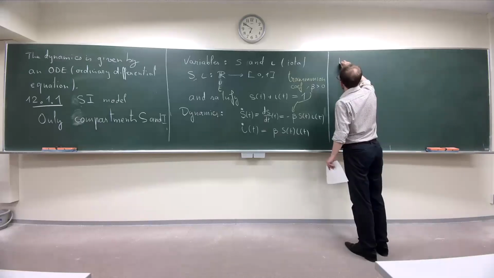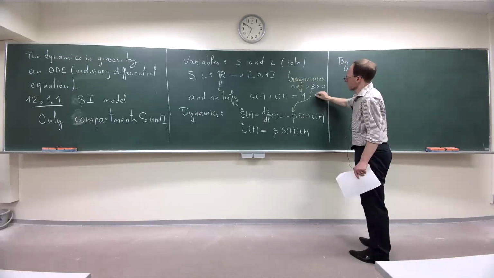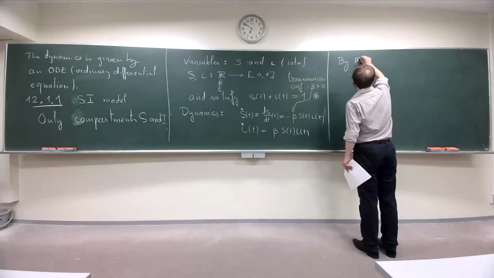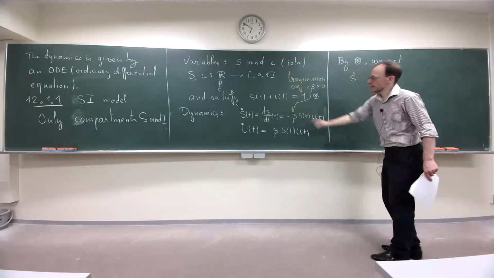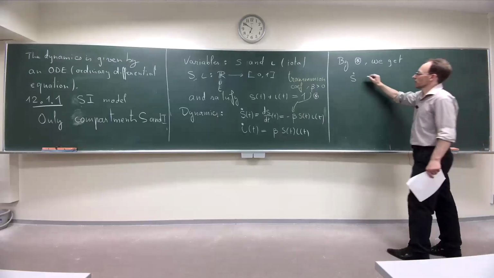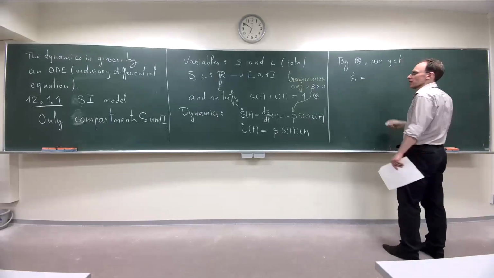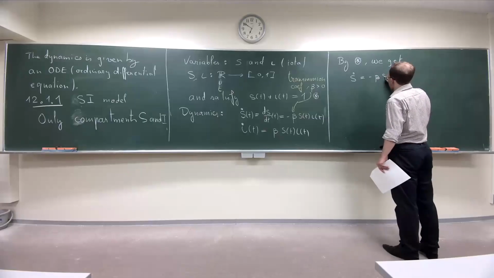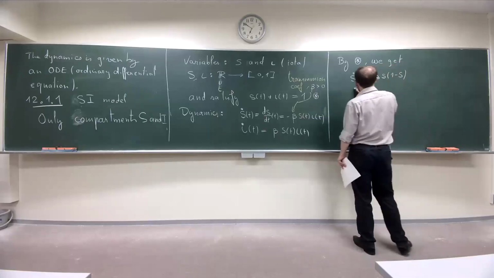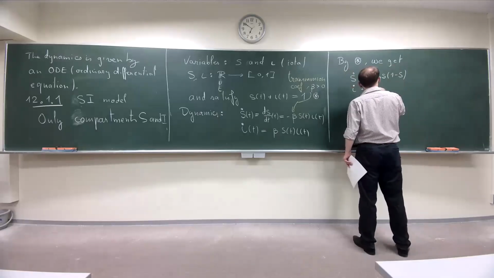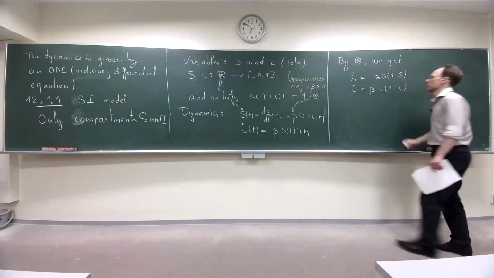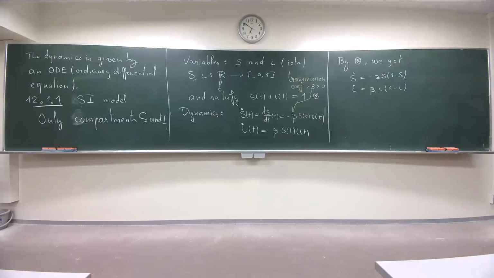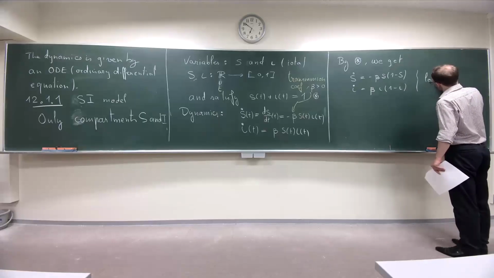So by this equation here, we get, I'm not going to write the t all the time, I will forget it, but we get that the derivative of S is minus beta S times 1 minus S, and iota prime is beta iota times 1 minus iota. Because the sum is 1. And these equations are called the logistic equation.